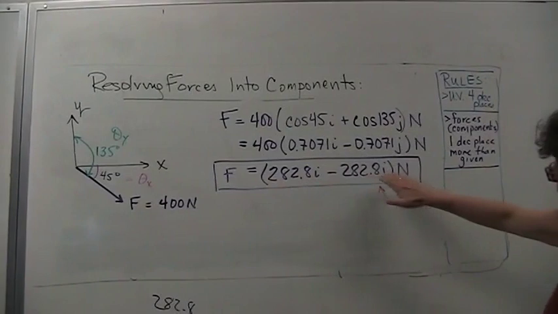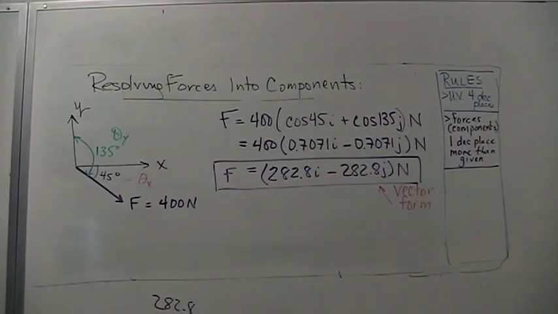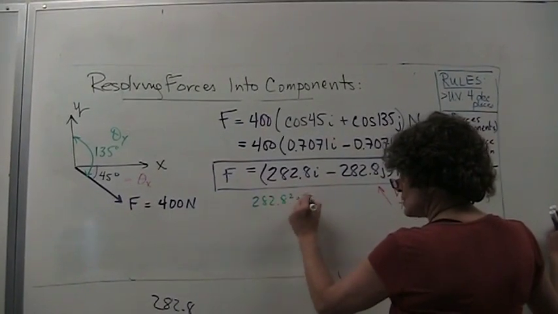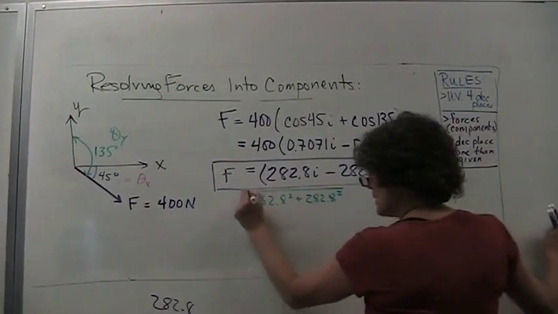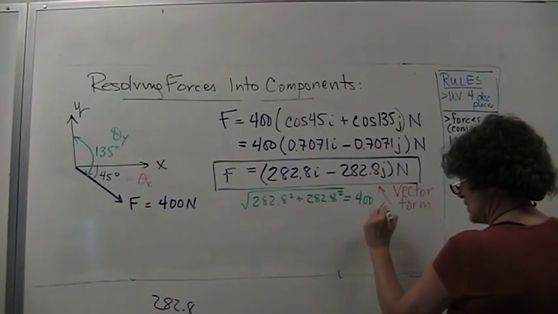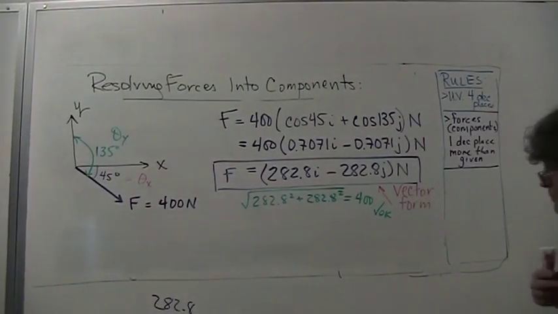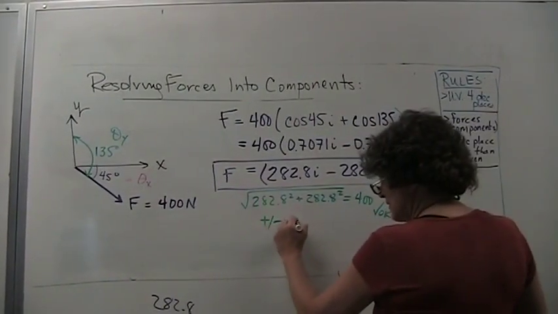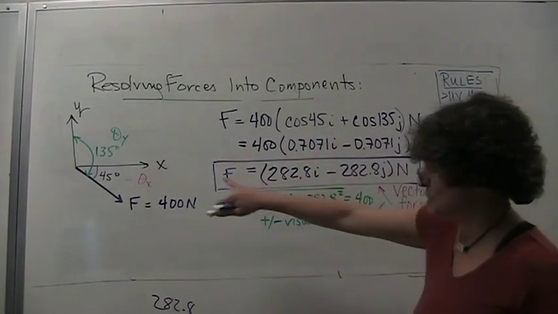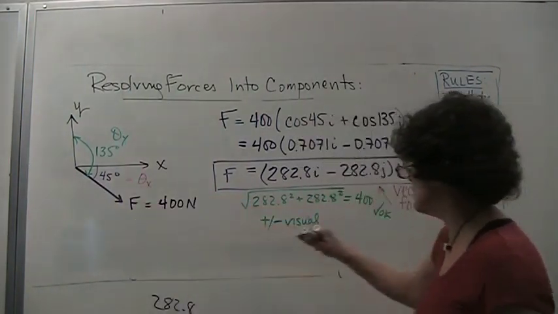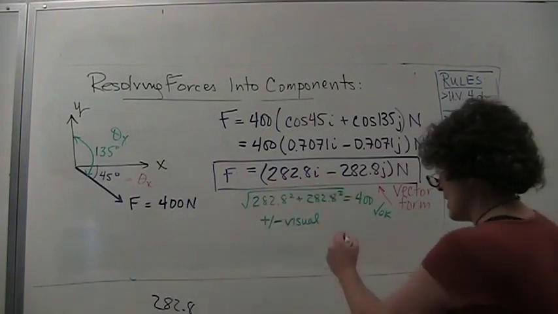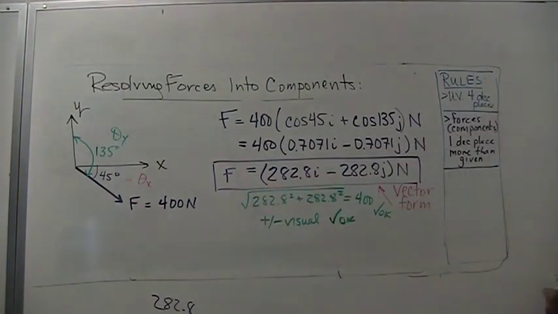So since we did this in vector form, let's do the checks as we go along. So let's do one check. We have the 282.8 squared plus 282.8 squared. Under the radical, pull out your calculator, check it out, and it's going to equal 400. So it checks. We also want to do a positive negative visual check. We got it for the x component, we got a positive 282. That's correct. We should have a positive. And for the y, we got a negative. Should we have a negative? Yes, it's going in the negative y. So our visual check works as well.